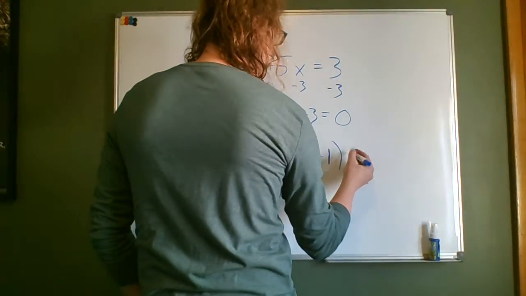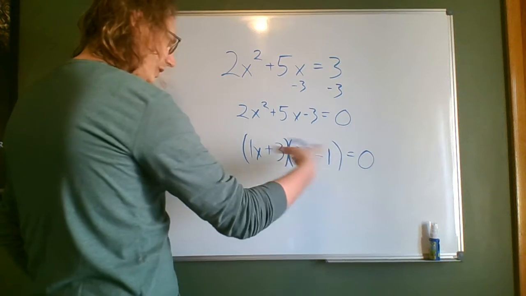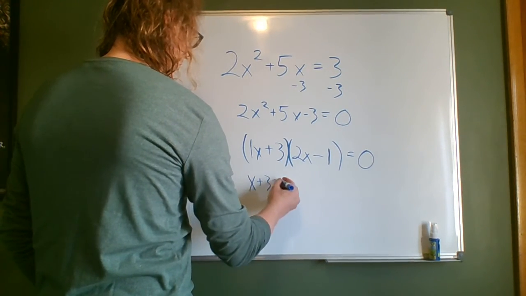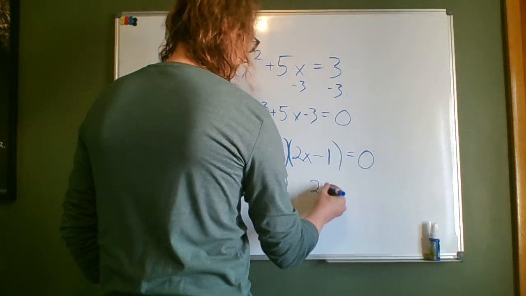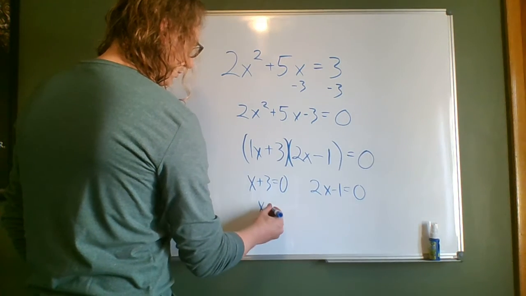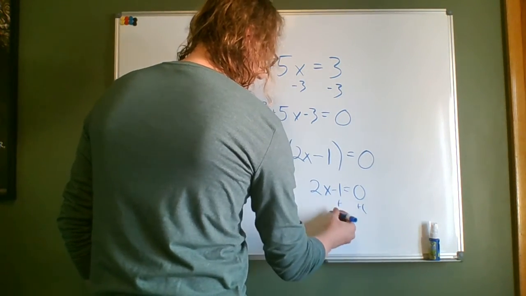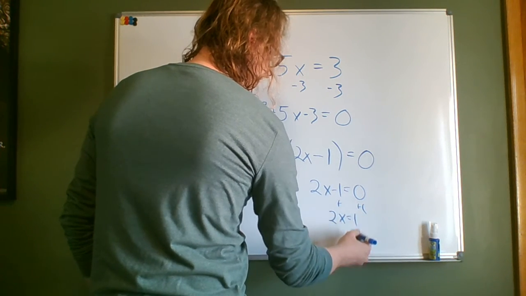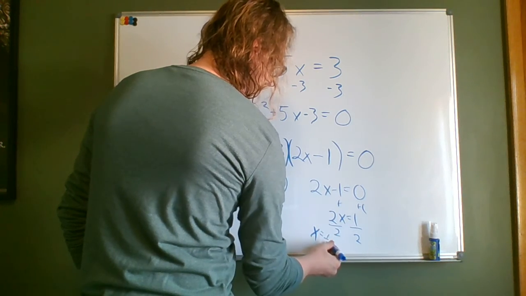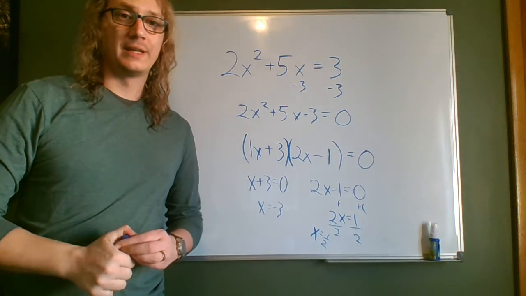Now for the real quick algebra, this still equals 0. We know if either of these is 0, the whole thing will be 0. So we'll set them both equal to 0. Over here, x will equal negative 3. And over here, we'll add 1. 2x equals 1, divided by 2. x will equal 1/2. Okay, so that's what we're looking at today.